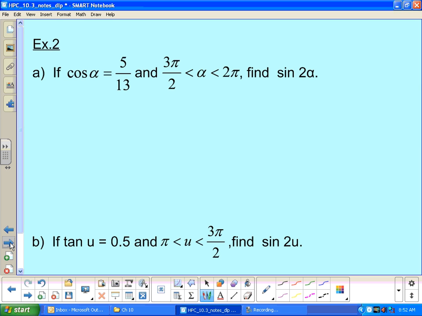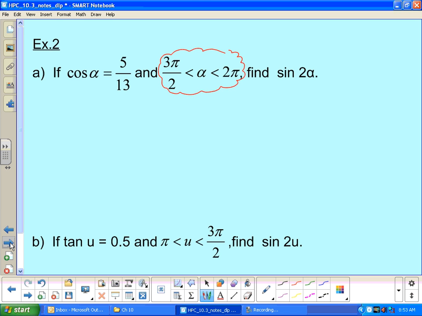We've seen these type of problems in our sum and difference formulas for sine and cosine. And they are the same type of setup here, where I've been given some trig ratio and some angle in a certain quadrant. So here we have an angle alpha that is hanging out in quadrant 4 between 2 pi and 3 pi over 2. And we want to find the sine of 2 alpha. So we want to find the double angle of this situation here.